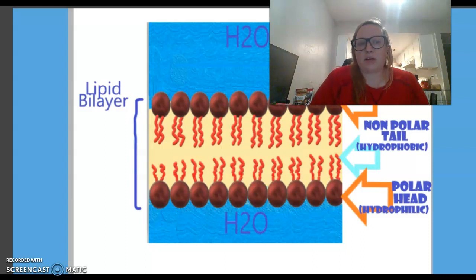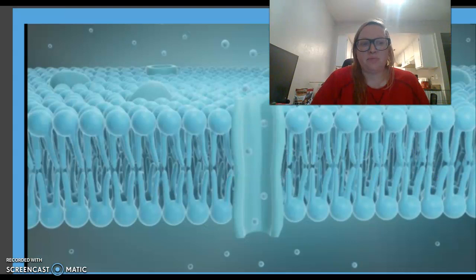Phospholipids are primary molecules found in the plasma membrane. They contain a hydrophilic region called the head and a hydrophobic region called the tail. The hydrophilic region, or the head, interacts with water while the hydrophobic region repels water.